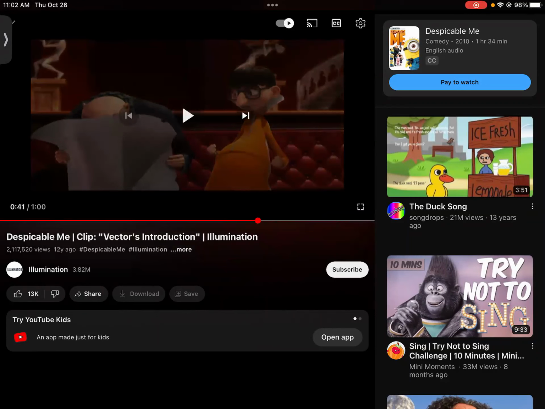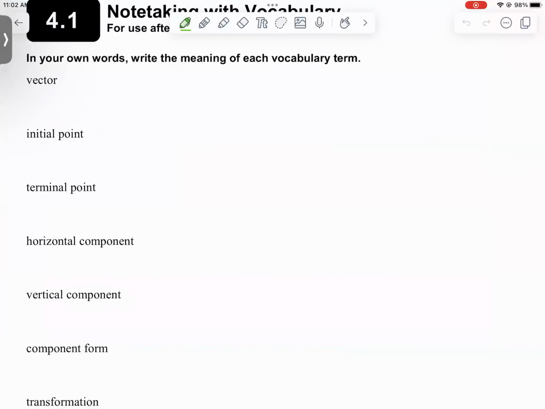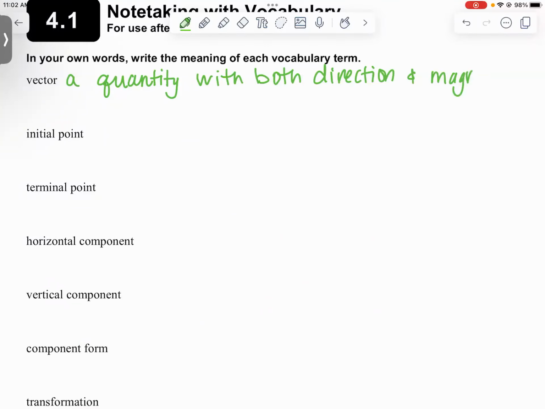Okay, so what's the vector? A line, a direction, one with. Where's it? Where's the start of it? So a quantity with both direction and magnitude. That's his name because his crimes have direction and magnitude. Oh yeah.